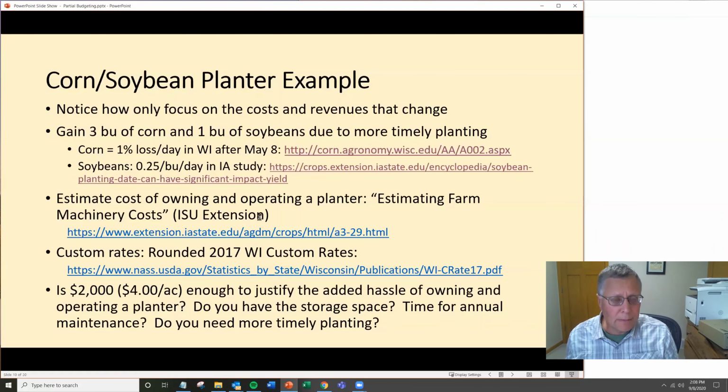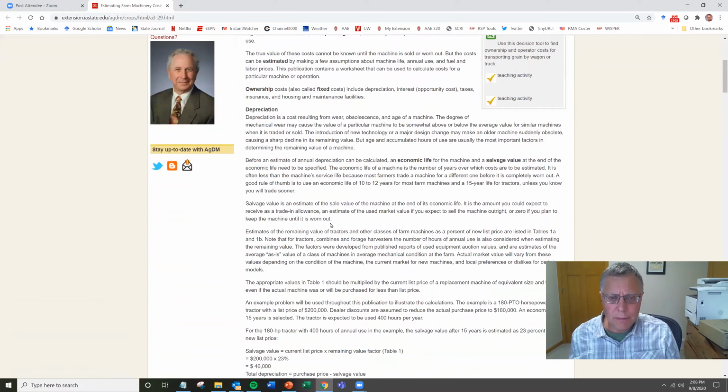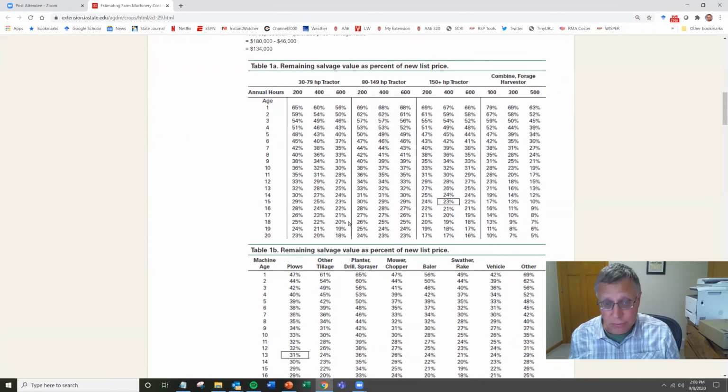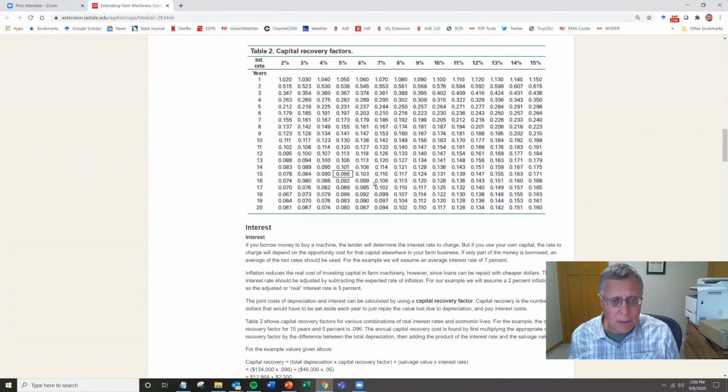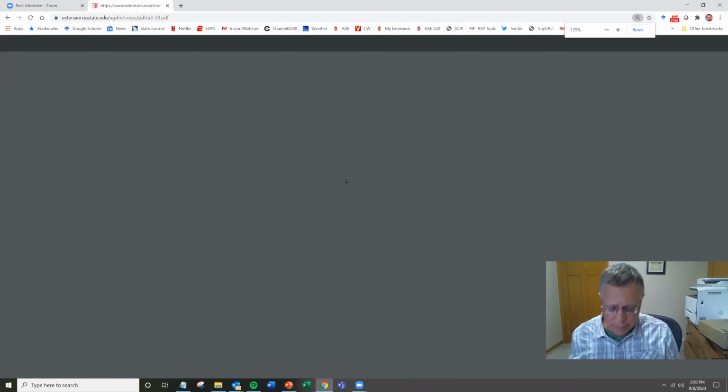Take a quick look at that. This is an extension fact sheet from William Edwards at Iowa State University. He also wrote the textbook on farm management. He's now retired, but he's got a beautiful how-to on estimating the costs of farm machinery. He's got tables and lots of detail on how to do it. You get the PDF version of it here.